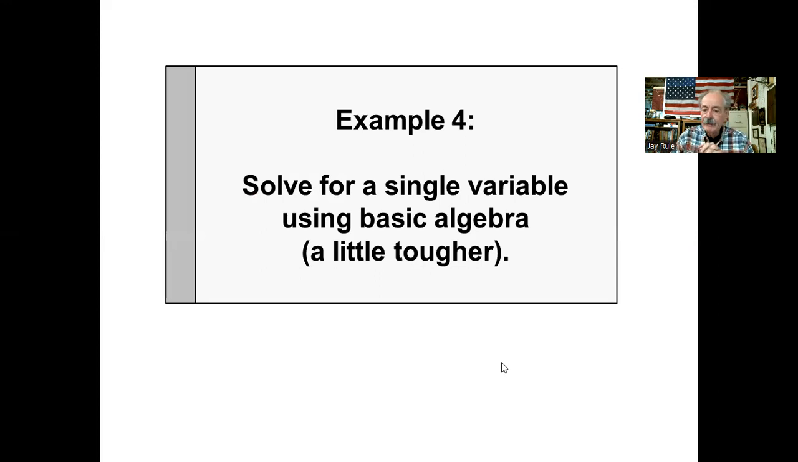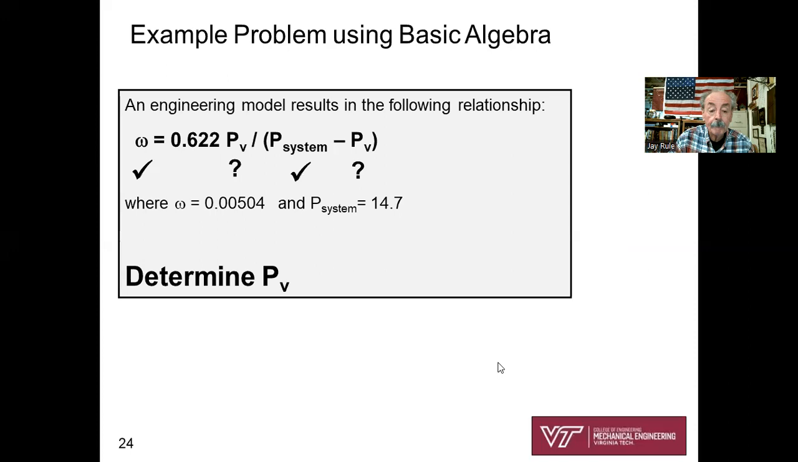The fourth and final example, a little tougher, is taken from a thermodynamics problem: solve for a single variable using basic algebra. Here's another engineering model that we've got in a problem. Greek letter omega, which is known, equals the number 0.622 times P sub V, that's what we're trying to find, divided by the quantity P system, which is known, minus P sub V. That's what we're trying to find.